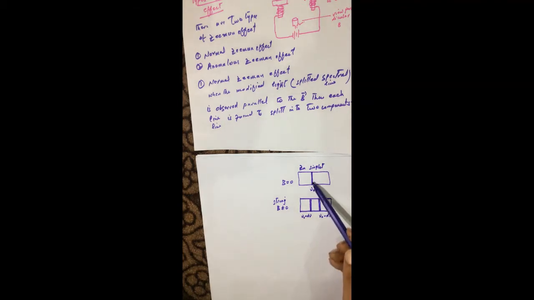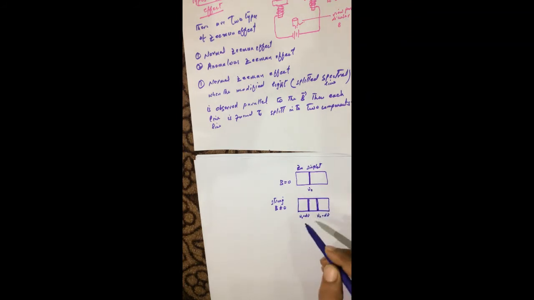We pass a single spectral line. When there was no magnetic field, it looks like a single spectral line, but once it passed through a magnetic field, this single spectral line is split into two component lines, one with frequency greater than this frequency and one with frequency smaller than this frequency. We can say that one component has higher frequency, nu naught plus d nu, and the other component has lower frequency, nu naught minus d nu, as compared to the frequency of the original line.